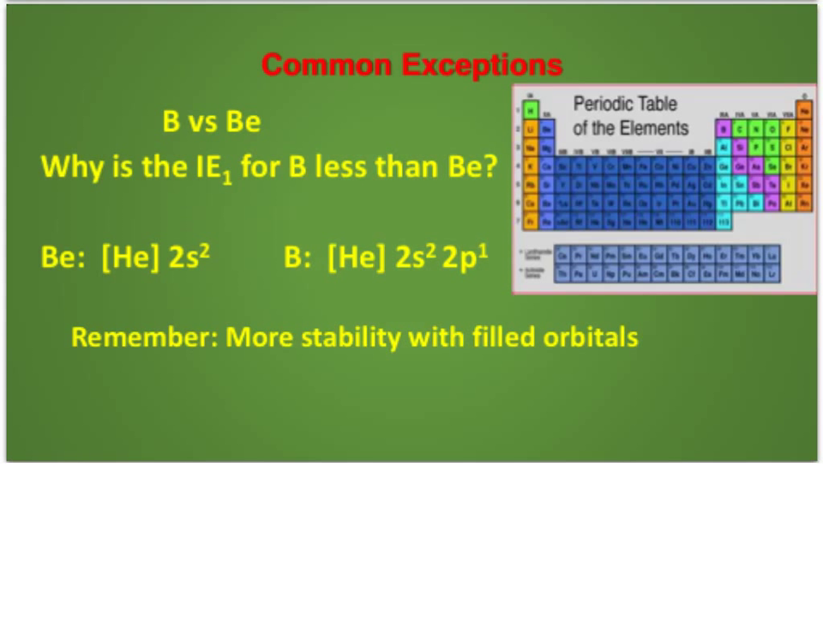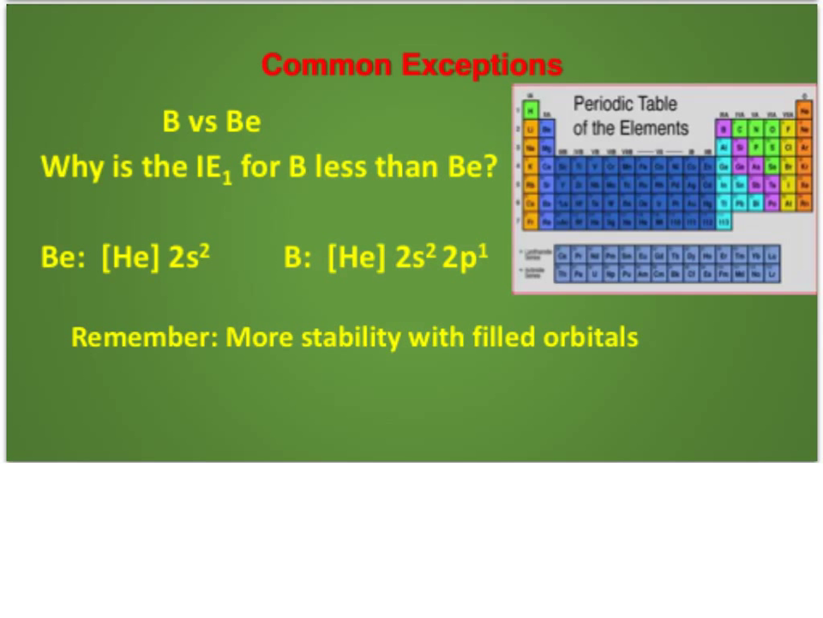Now let's look at some common exceptions. Now it should be easier to remove an electron from beryllium than from boron, but it isn't. To determine why, we have to look at the electronic configuration. So this is the electronic configuration for beryllium: helium 2s2, boron, helium 2s2, 2p1.